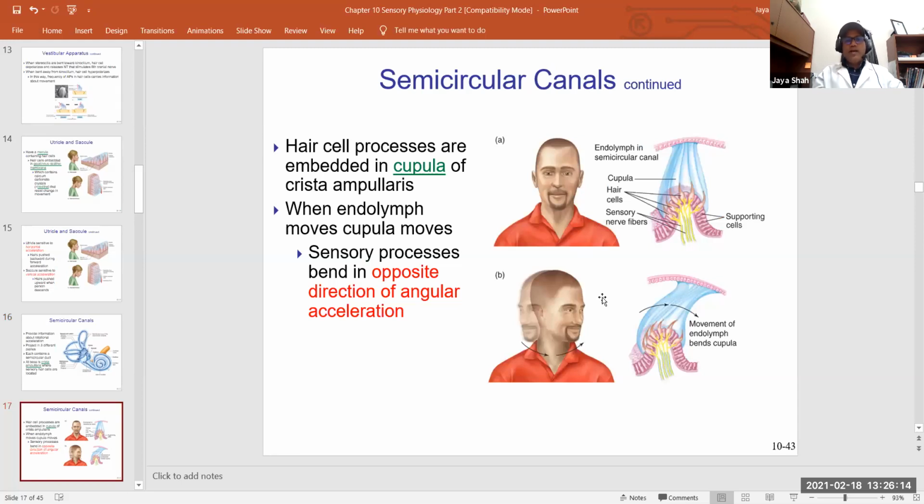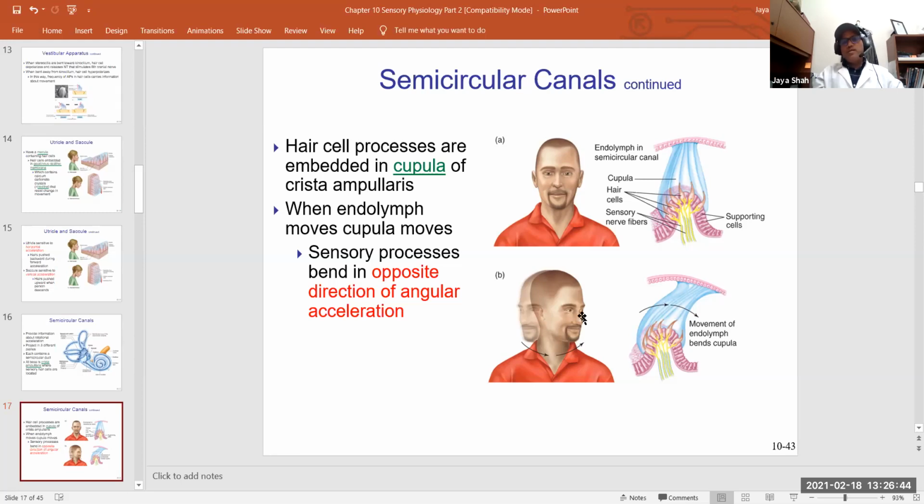Semicircular canal, you see, angular. So when you move, what happens? In the semicircular canal, you have the hair cells, then you have the endolymph of the semicircular canal, and there is the cupula. Cupula is also like a calcium carbonate, jelly-like substance. So when you twist your head, move your head, what happens? It moves the fluid and jelly, and that moves the hair cells too. And the sensory processes bend in the opposite direction of the angular acceleration, and you can feel it.